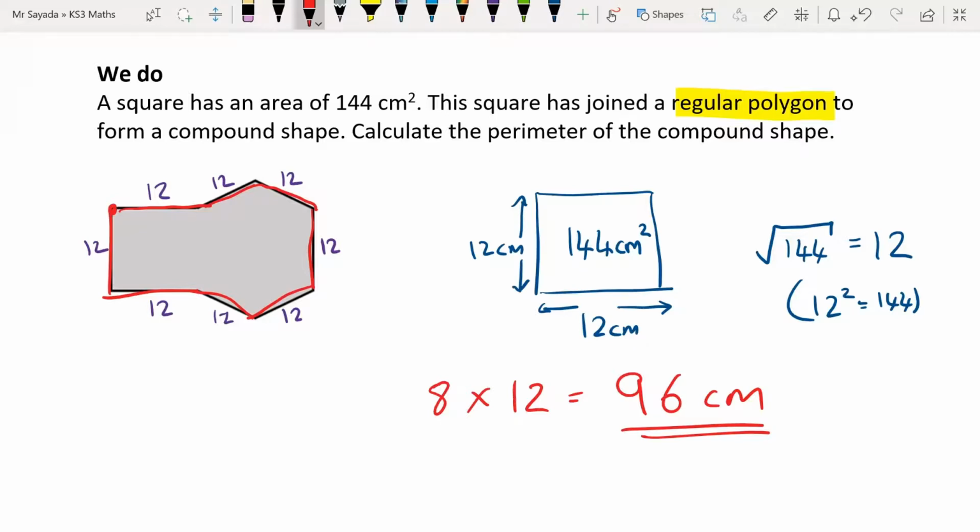Just before you do that, a reminder with the steps: you use the area of the square to work out the length of each side. Once you know the length of each side, you realize that this side here is a side of the square and a side of the polygon, and therefore you know the sides of the polygon are also 12 centimeters. And from that, you can then go and work out the perimeter, because perimeter is the distance around a 2D shape.